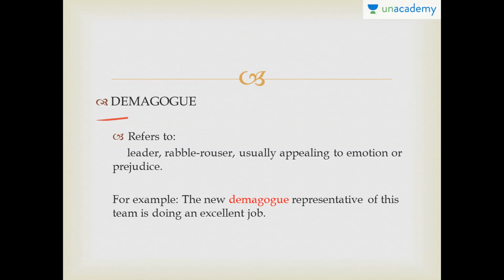The second word is demagogue. Now, a demagogue is basically a leader, okay? Usually appealing to emotions or prejudice. For example, the new demagogue representative of this team is doing an excellent job. So, the demagogue representative of this team is basically the leader who, whenever he talks or the way he deals with people, has this tendency of appealing to their emotions. Okay, so that is what makes this particular representative a demagogue.